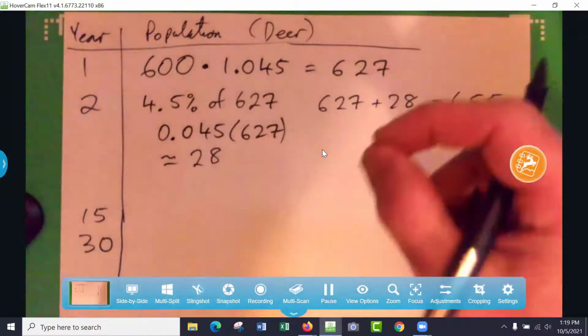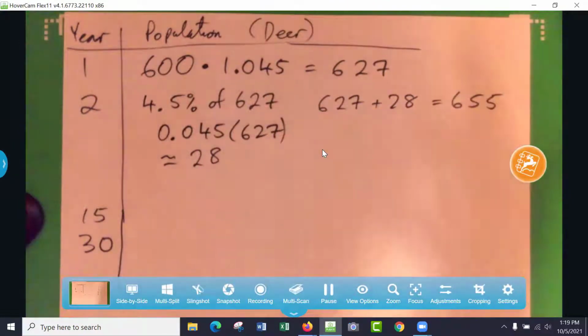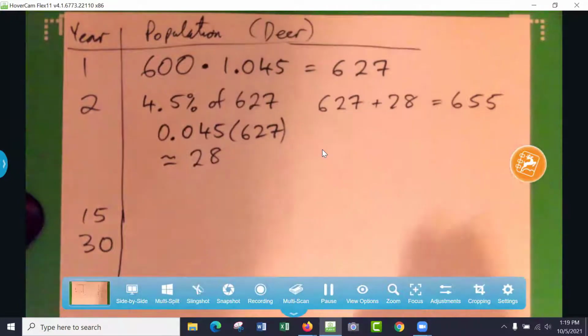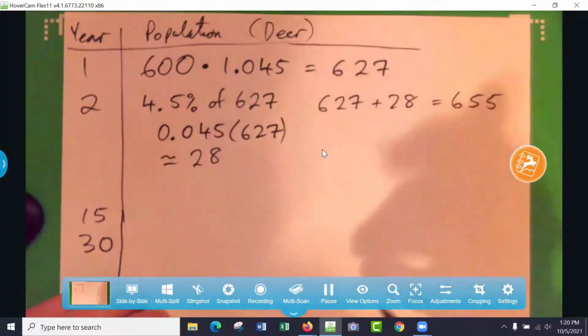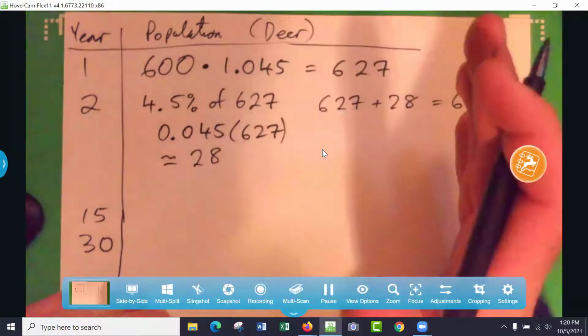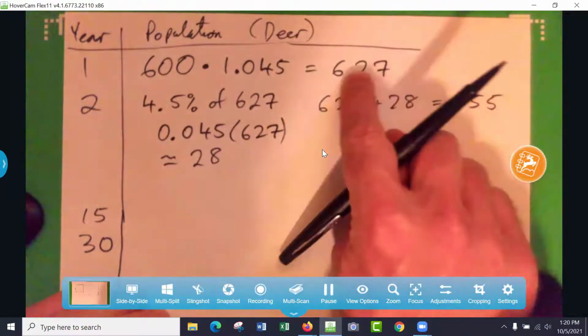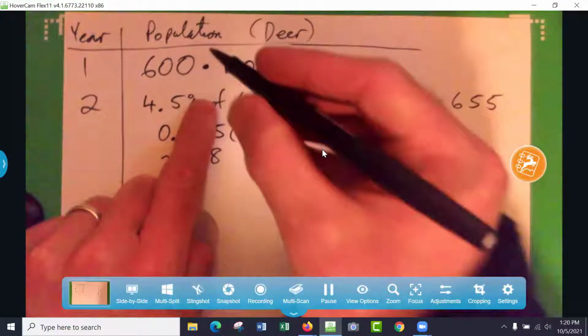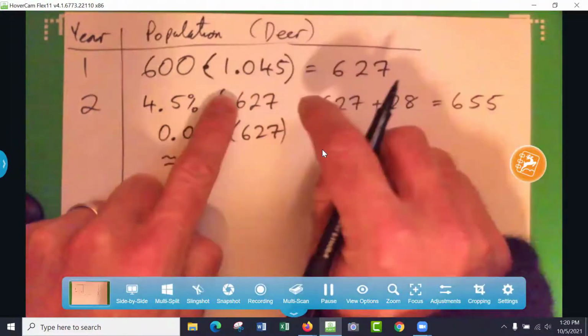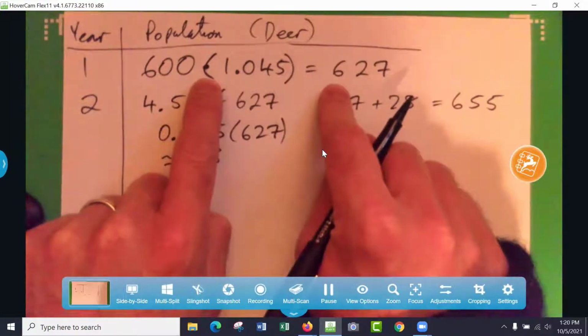I can't be continually getting the percent of last year. So the trick is, how can we use our compound interest formula, like our exponential growth formula, to figure this out? So 627 was the first year, and we got that by multiplying by 1.045. We're all okay with that, right?